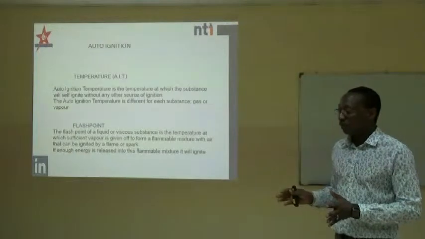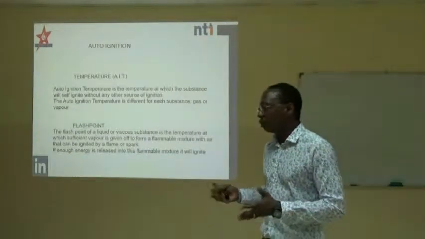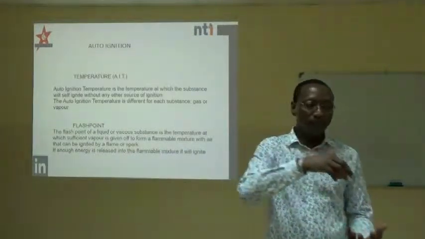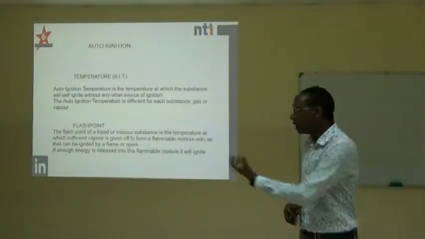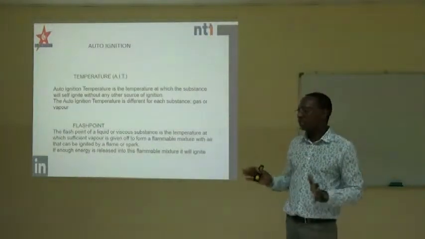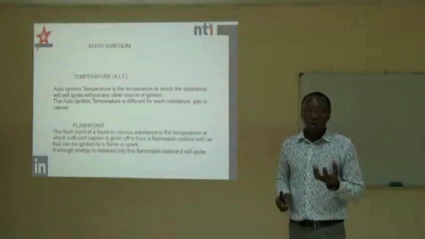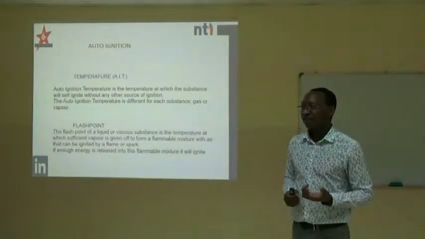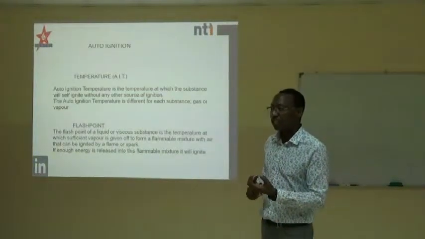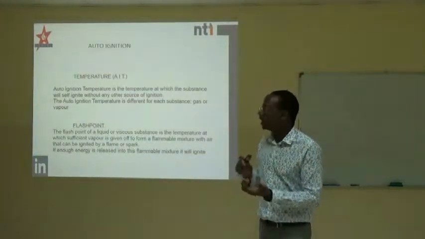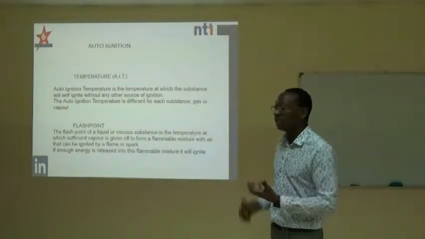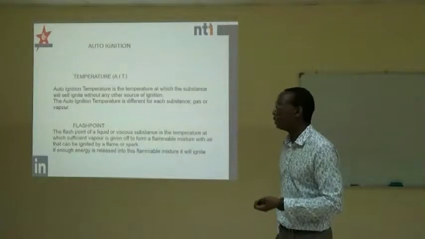Let me give you an example of what this is. For instance, if I were to take a barrel and pour some petrol inside the barrel and put it in this room, just by raising the temperature of this room to 220 degrees Celsius, the petrol will self-ignite. So when this substance self-ignites without any source of ignition, we say that at that temperature, that is the automatic ignition temperature. Most of the substances we use have these automatic ignition temperatures.